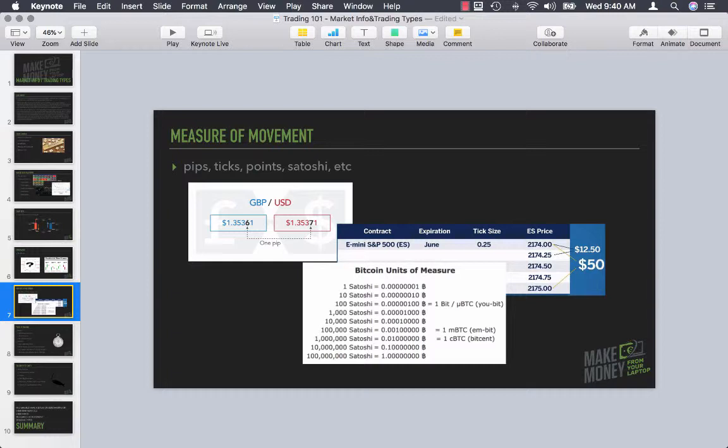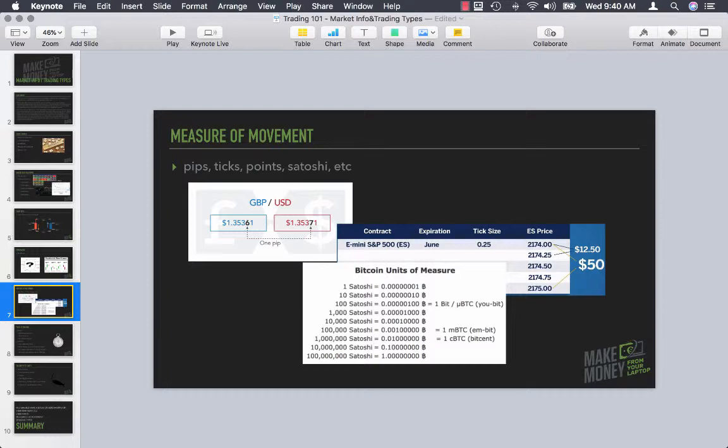So here on the screen in front of us, we're able to see, for instance, the pound versus the dollar. We go out 4 decimal places, and that's called 1 pip. As that moves up or down incrementally from the fourth decimal point, that's 1 pip. The 5th decimal place, which many brokers are showing us now, is called a pipette. If we're looking at the futures market, we operate in ticks. So the S&P 500, for example, the E-minis, those are called ticks. So moving from, let's say, 2174 to 2174.25, that's one tick.